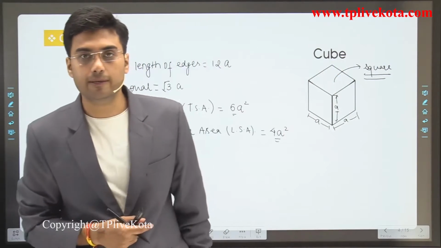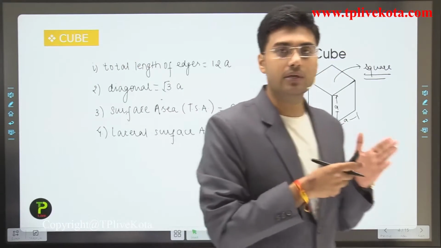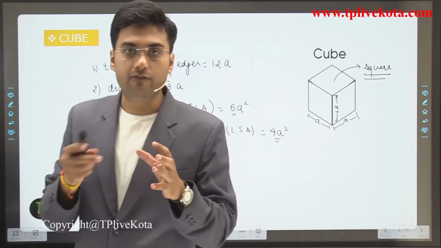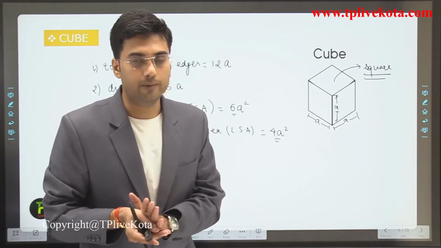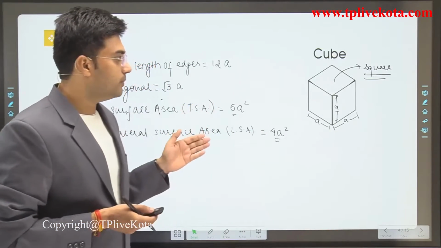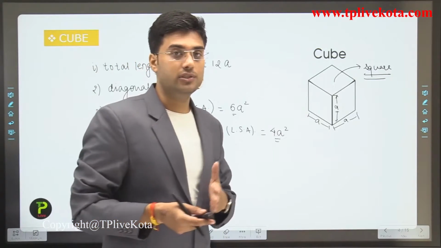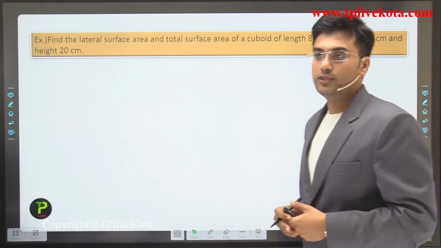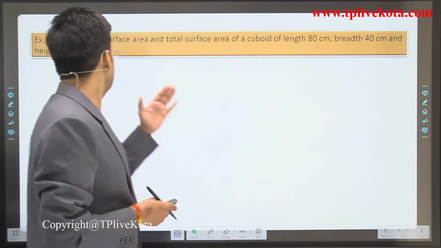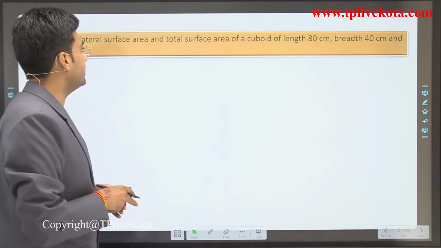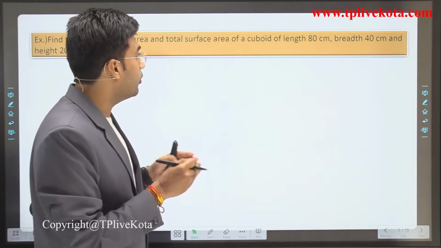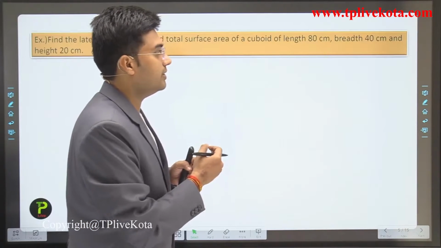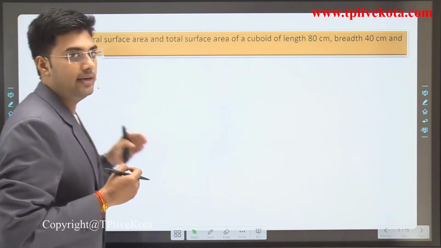Clear? So students, now I hope you understand what the cube and cuboid are, and what the different formulas for cube and cuboid are. Now after these formulas, let's discuss some interesting questions based on these formulas. The first question is, we have to find lateral surface area and total surface area of a cuboid of length 80 centimeter, breadth 40 centimeter and height 20 centimeter.